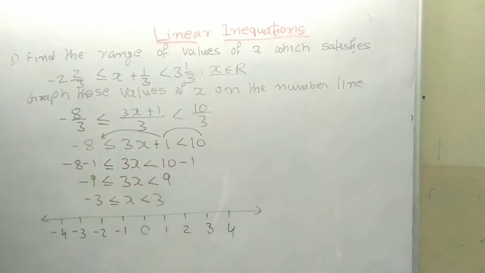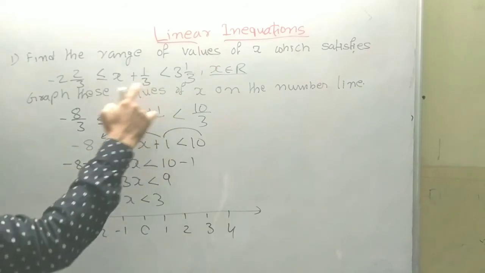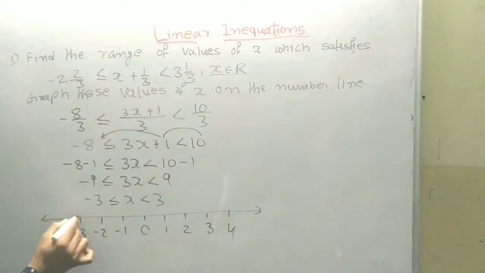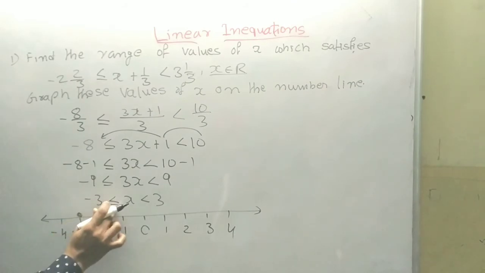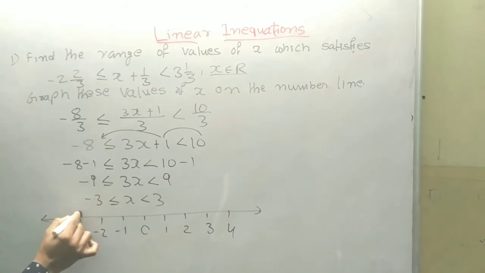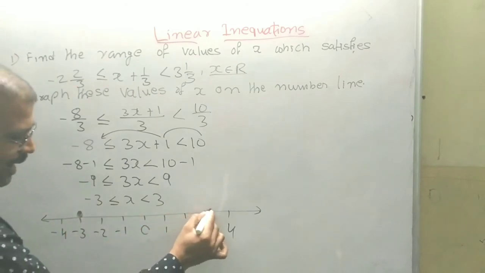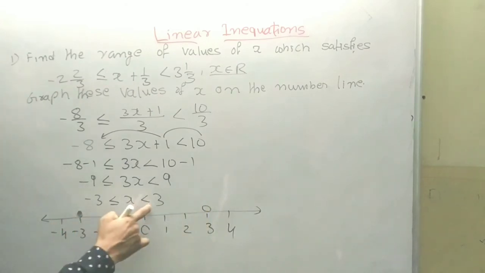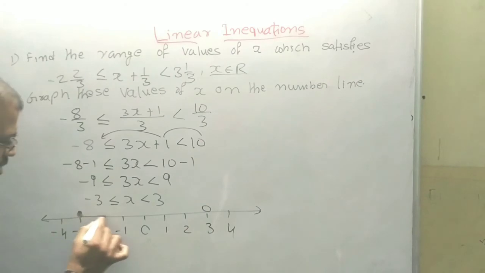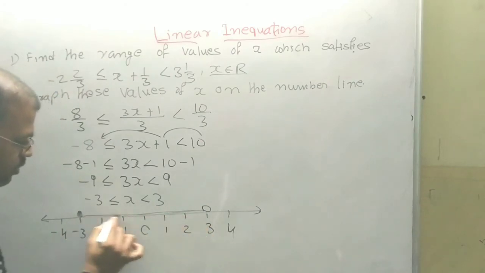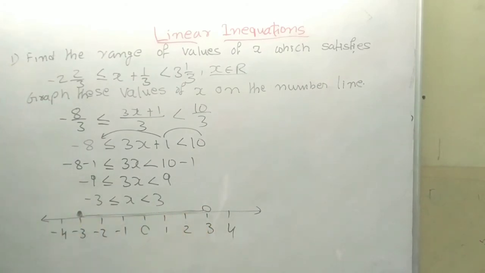Whenever you are plotting on R, now what are you going to do? Look at the question carefully. At minus 3, I have to write a thick dot because it is less than or equal to. Now, less than 3, because 3 is not included. Now shade this part. This is the solution for this question.